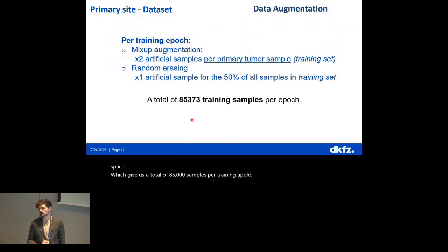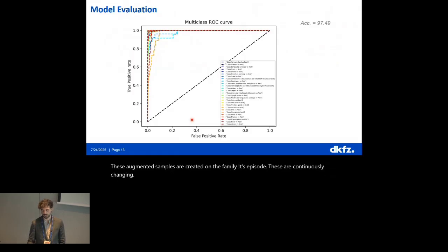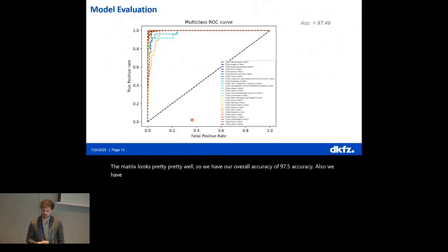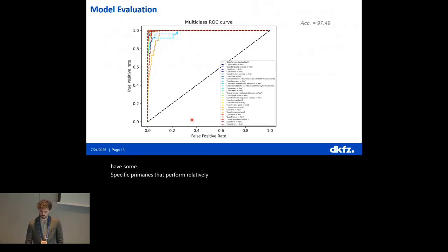These augmented samples are created on the fly each epoch, so they are continuously changing. The metrics look pretty good. We have an overall accuracy of 97.5%. Also, we have some specific primaries that perform relatively worse than the best ones.